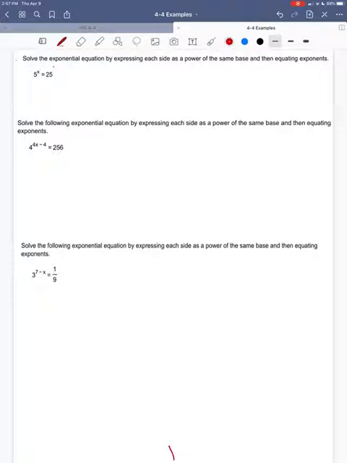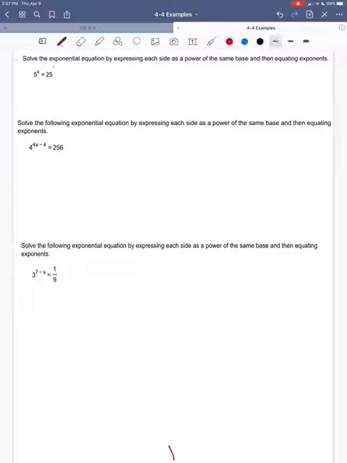I'm going to look at three examples of solving exponential equations, and these three equations all have something in common. They have essentially the same direction. Solve the exponential equation by expressing each side as a power of the same base and then equating exponents.